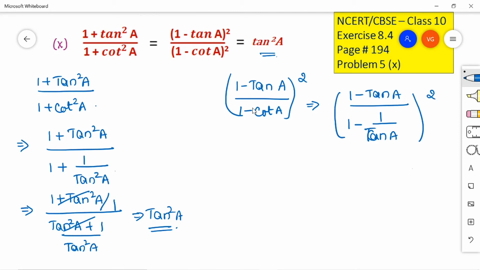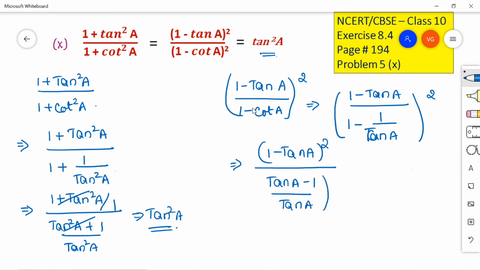Now if you take LCM here, this will become (1 − tan A)² divided by ((tan A − 1)/tan A)². So this can be written as (1 − tan A)² divided by 1, multiplied by tan² A divided by (tan A − 1)², right?